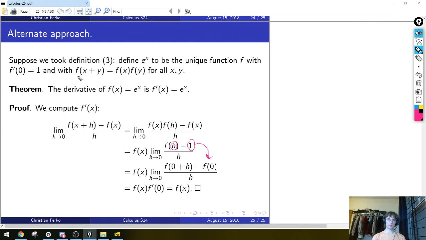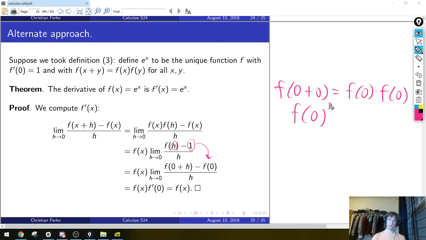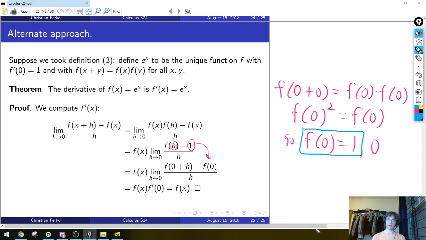Why must f of 0 be 1? Well, you actually proved this in chapter 1. You prove that any function with this property, and which only outputs positive numbers, must have f of 0 equals 1. Why is that? Because f of 0 plus 0 has to be the same as f of 0 times f of 0, which means f of 0 squared equals f of 0. So the only two numbers that solve this quadratic are 1 or 0. So if it only outputs positive numbers, then f of 0 must be 1.